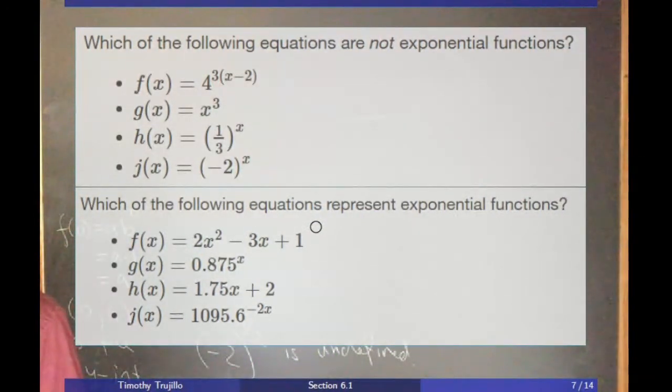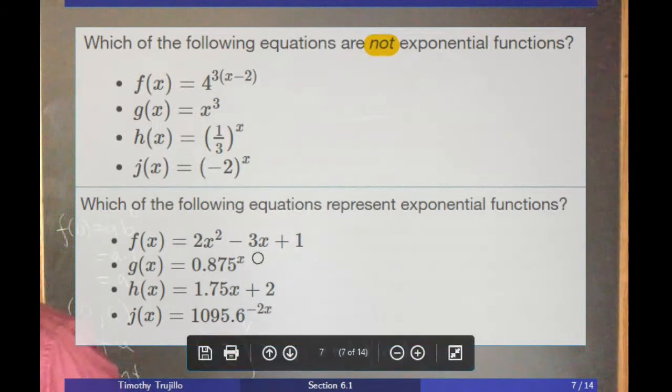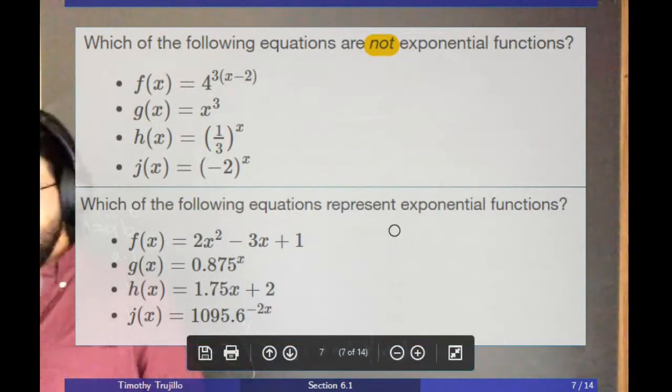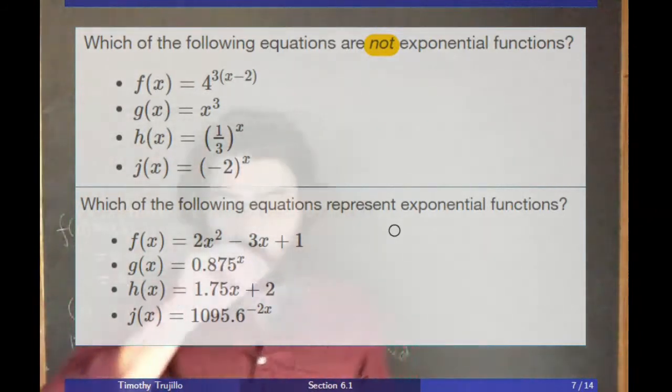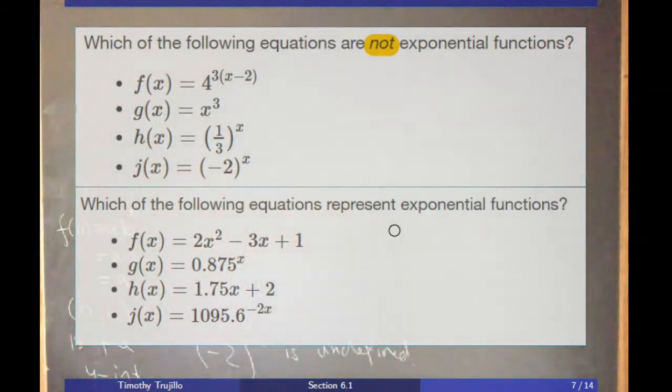And I'm sort of bringing them both up because you have to be a bit careful about the wording. Notice that this one up here says which ones are not exponential, and this one down here says which ones are exponential. I'm going to give you a few moments to think about which ones you think are exponential. There are a couple here that are obviously not exponential, and I'll go through and highlight the ones that are not exponential in this case, and then we'll go on to the second one and highlight the ones that are exponential. But my point here is just to tell you to be careful about the wording, right? Carefully read what they're asking you for here.